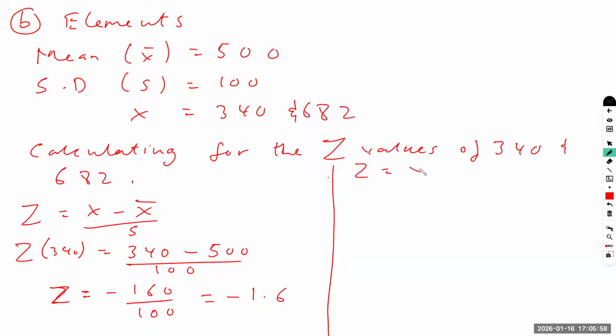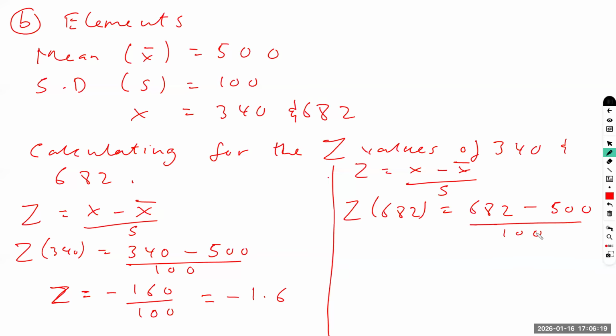Then I come up again. Z is equal to X minus the mean, all over the standard deviation, because I'm now about to solve the second part. With X equal to 682, Z is equal to 682 minus 500, all over 100. 682 minus 500 gives 182, all over 100.